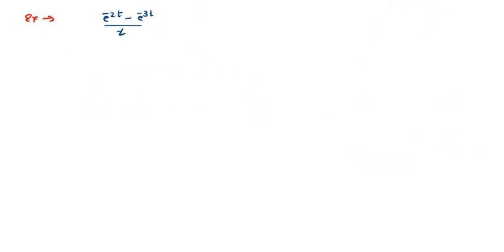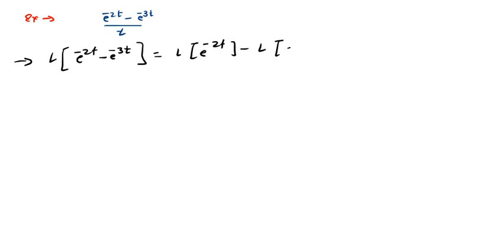We'll see this example, where you need to find the Laplace of this term. Firstly identify what f of t is. f of t is e raised to minus 2t minus e raised to minus 3t. Find its Laplace. By linearity, it is Laplace of e raised to minus 2t minus Laplace of e raised to minus 3t, which is 1 upon s plus 2 minus 1 upon s plus 3. This is the value for F of s.